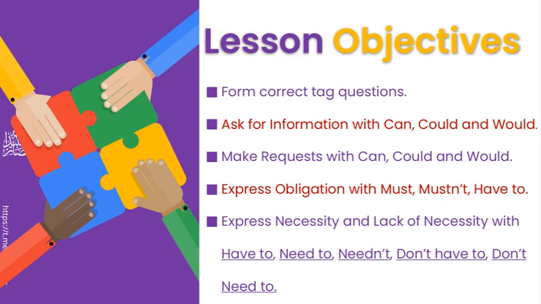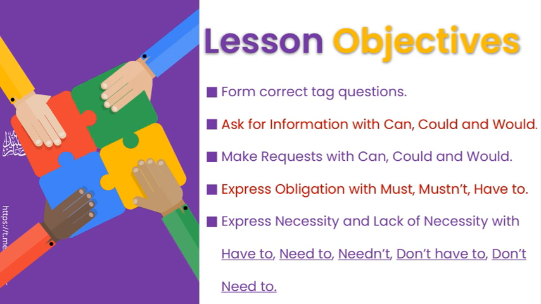For example, asking, "Can you help me?" or "Could you tell me the time?" Then, we'll see how to make requests with can, could, and would. These are polite ways to ask someone for assistance or favors without sounding too demanding.